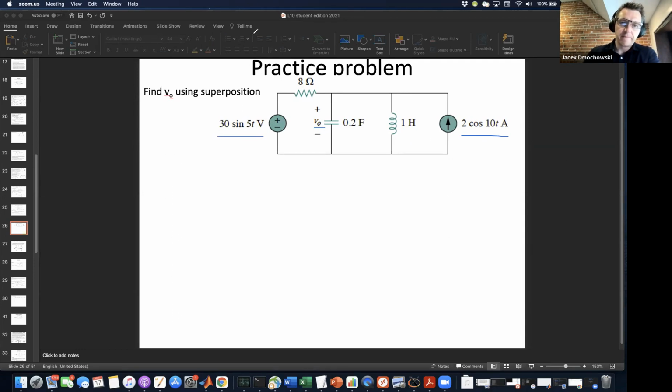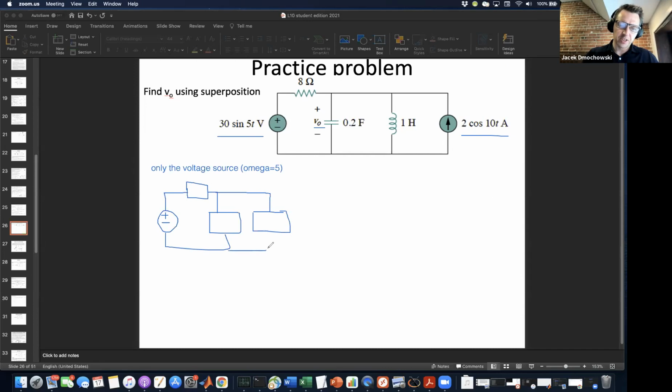Okay, so first we're going to draw it with only the voltage source. And our omega here is equal to 5. That's important. And so now let's draw that circuit. Let me make myself more space. I'm just going to put boxes for all the impedances. And then the current source just becomes an open circuit, so we can just ignore it.